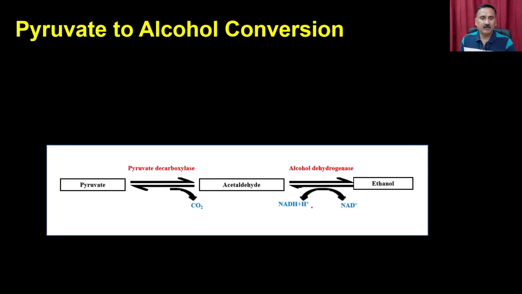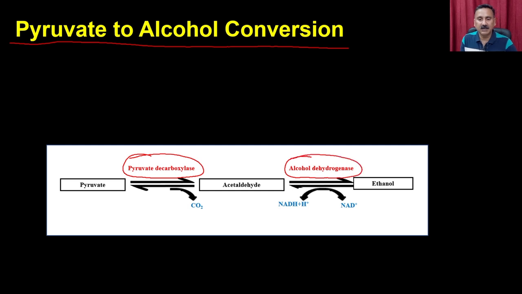So when we talk about the anaerobic oxidations, the pyruvate is going to be converted into alcohol in a two-step process. The first step is going to be catalyzed by the pyruvate decarboxylase, and the second step is going to be catalyzed by the alcohol dehydrogenase. So the first step we are not going to discuss, because it is catalyzed by the lyases, and we are going to discuss it when we take up the lyase group. What we are going to discuss is this, right?